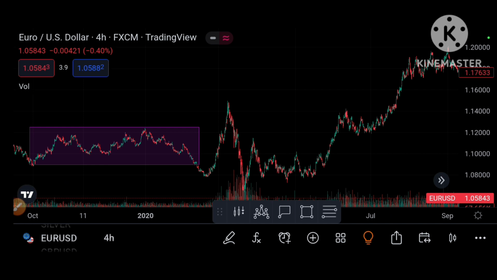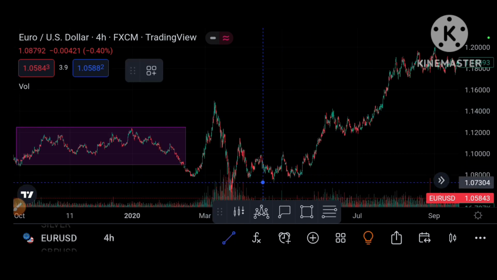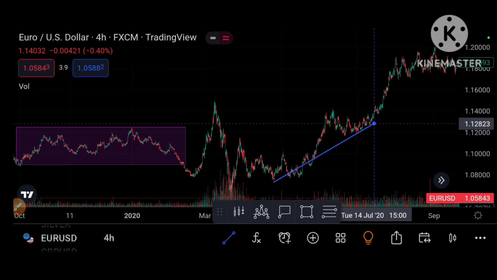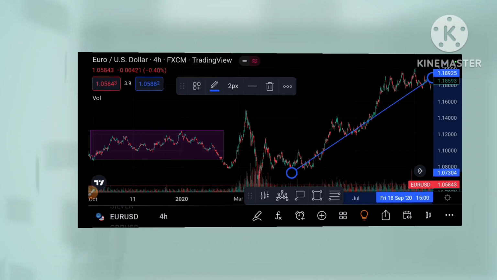Moving right along, we have an uptrend. As you can see, it starts from here and moves steadily upwards. It doesn't move down or it doesn't come back down. It continues moving up. And that, my friend, right there is an uptrend.